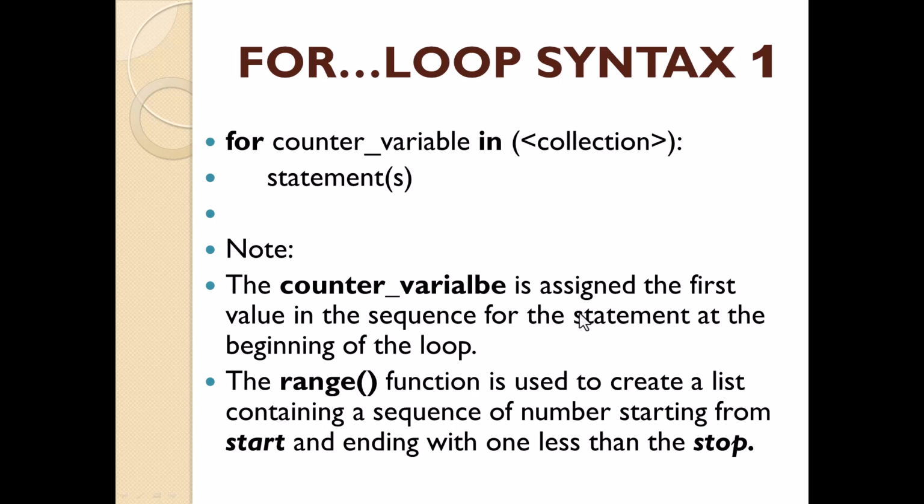So what do we mean by the counter variable? The counter variable is assigned the first value in the sequence for the statement at the beginning of the loop. So it is assigned the first value within this collection, for the statement that is going to follow. Now we also have what we call the range function. The range function is used to create a list containing a sequence of numbers starting from a start and ending with one less than the stop. When we talk about range, we're talking about a start point and an end point. But with this for loop, the end point is going to be one less.